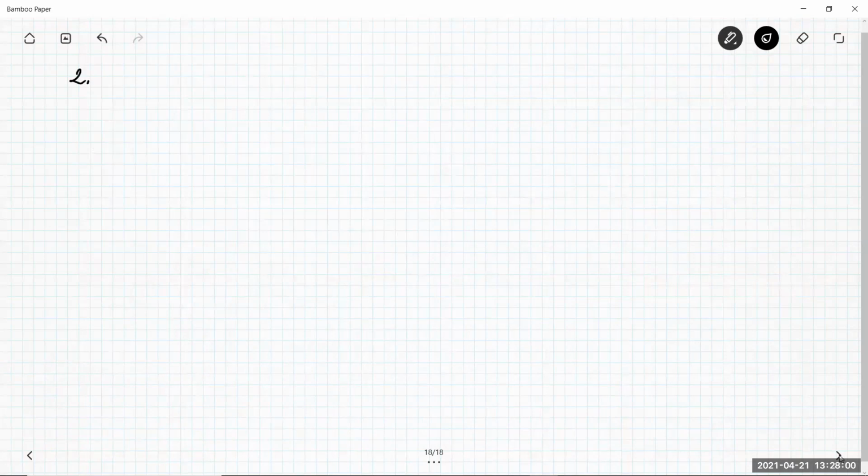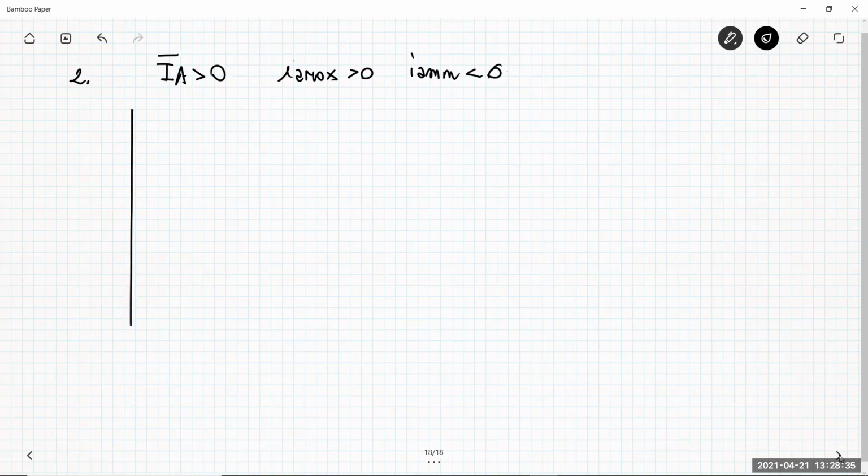Situation number 2 is a situation in which the average current is always positive. The maximum instantaneous current is positive, but the minimum current is negative. So now the situation is a little bit different.